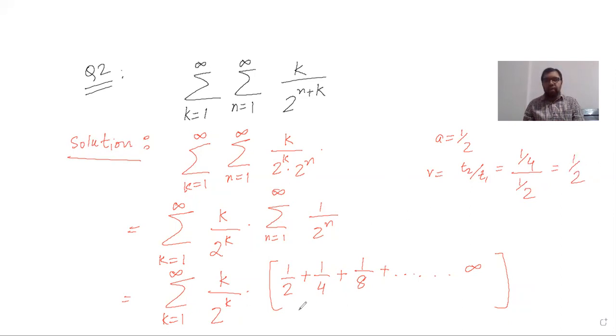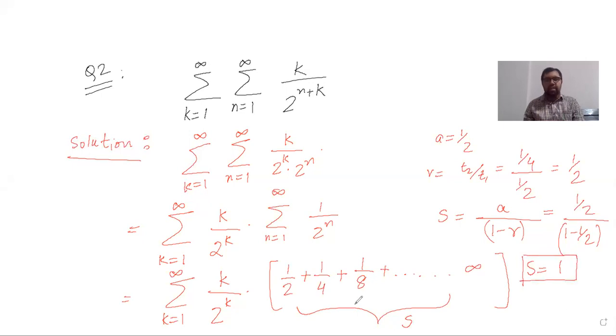Now if I represent this sum as capital S, we can calculate it using the formula for infinite GP, and the formula for infinite GP is a upon 1 minus r. So the first term is a is equal to half, and the common ratio is also half. So I can write this as half upon 1 minus half. 1 minus half is the same as half, so half upon half, therefore S is equal to 1. Okay, so we get the value of S as 1, right? So I've solved this much part of the series.